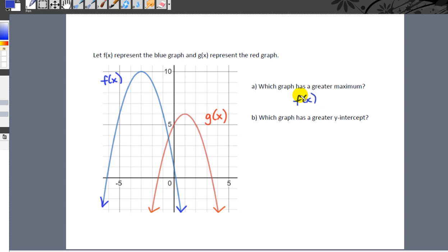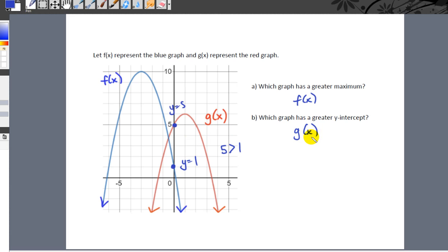Which graph has a greater y-intercept? The y-intercept is where it crosses the y-axis. So what we have right here is where it crosses the y-axis, as well as here. G of x has a y-intercept at y equals 5, and f of x has a y-intercept at y equals 1. I know 5 is greater than 1, so g of x is going to have a greater y-intercept.